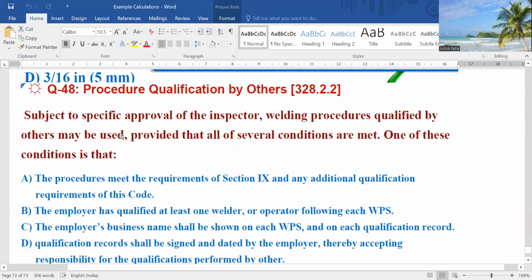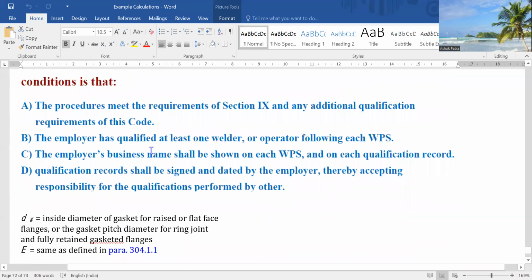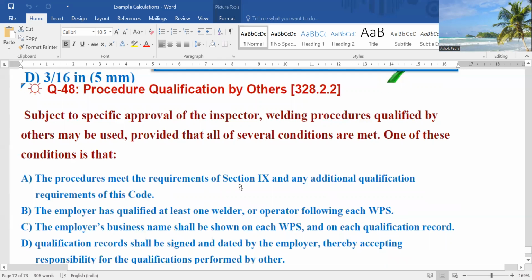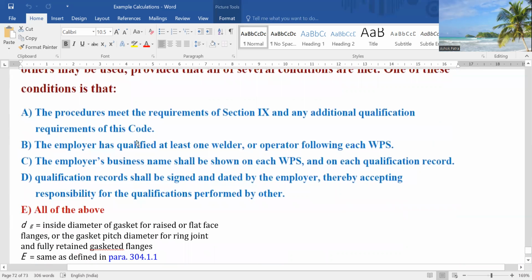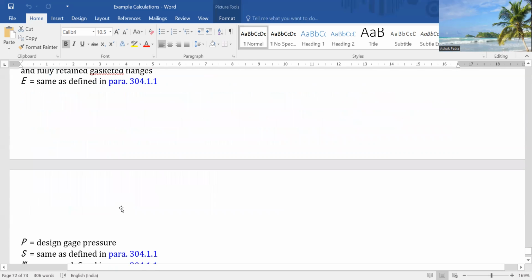Procedure qualification by others: subject to the specific approval of the inspector, welding procedures qualified by others may be used provided that several conditions are met. One of these conditions is that the procedure meets the requirements of Section IX and any additional qualification requirements of this code. The employer has qualified at least one welder or welding operator following each WPS. The employer's business name is shown on the WPS and each qualification test record, and each record shall be signed and dated by the employer, thereby accepting responsibility for the qualification performed by others. All of the above is the answer.